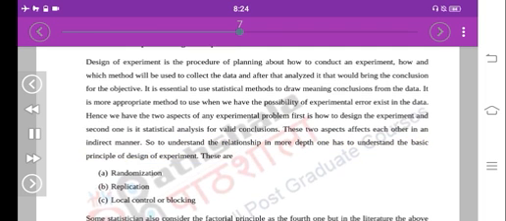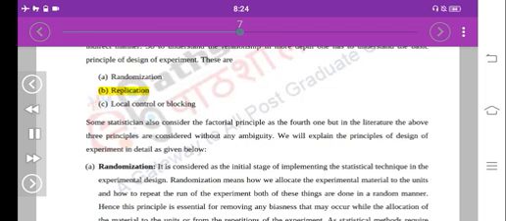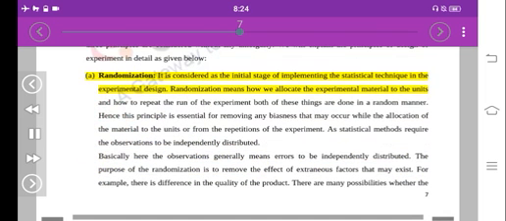These are A. Randomization. B. Replication. C. Local control or blocking. Some statisticians also consider the factorial principle as the 4th one, but in the literature the above 3 principles are considered without any ambiguity. We will explain the principles of design of experiment in detail as given below. A. Randomization. It is considered as the initial stage of implementing the statistical technique in the experimental design.